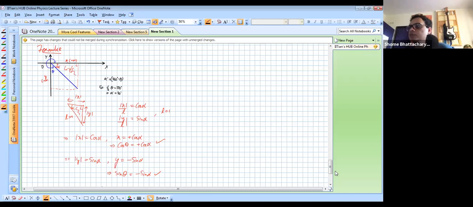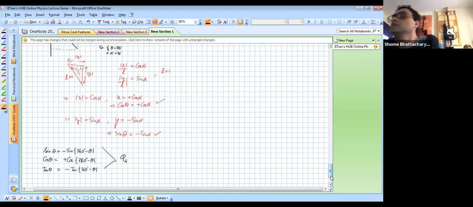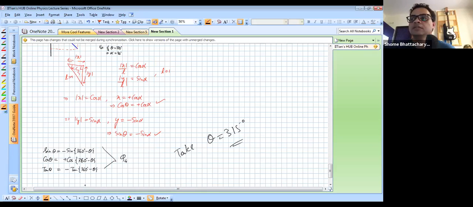Okay, so I'm just scrolling down to the lower part where we have the final formula, and then we'll work out a question. Okay, so in fact, now just take theta as 315 degrees, and tell me how much is sine theta, cos theta, and tan theta. So once you've written down this formula, we will just try it out for this.